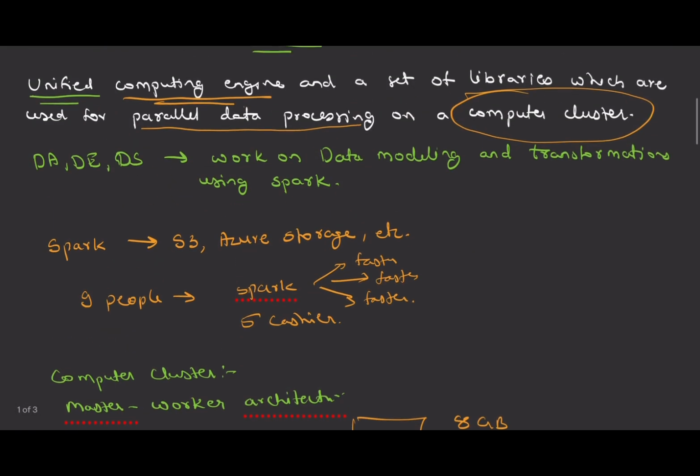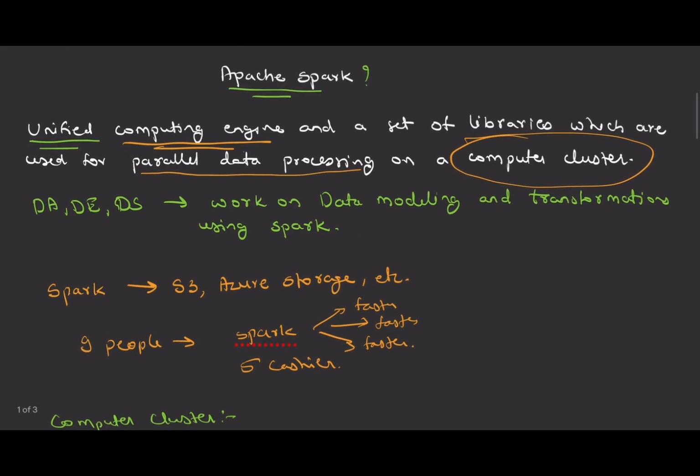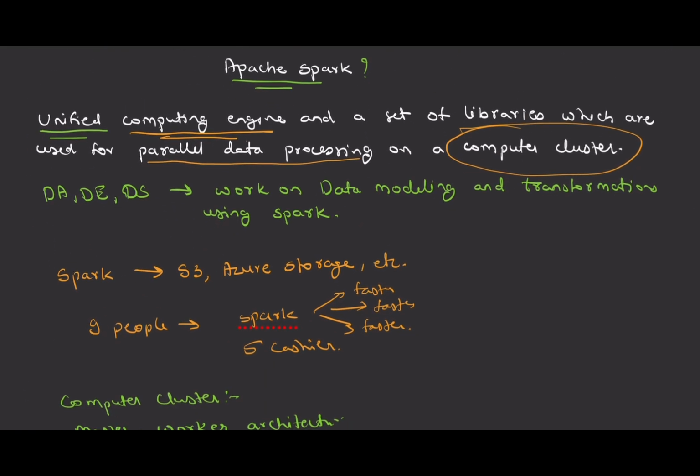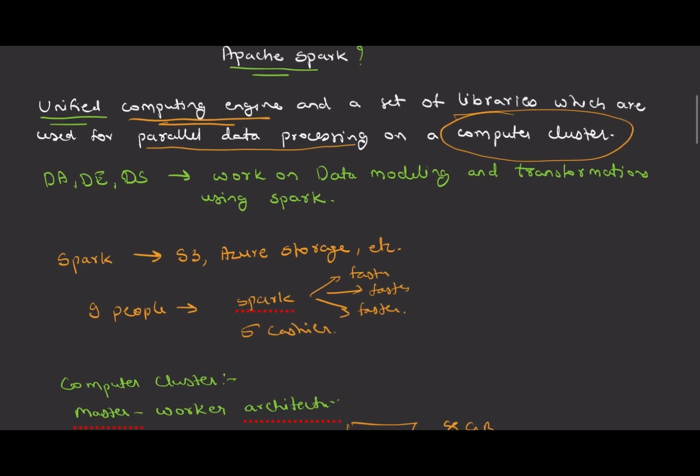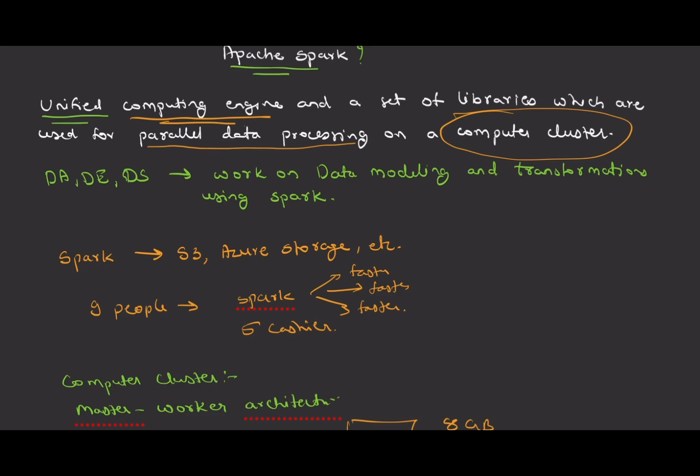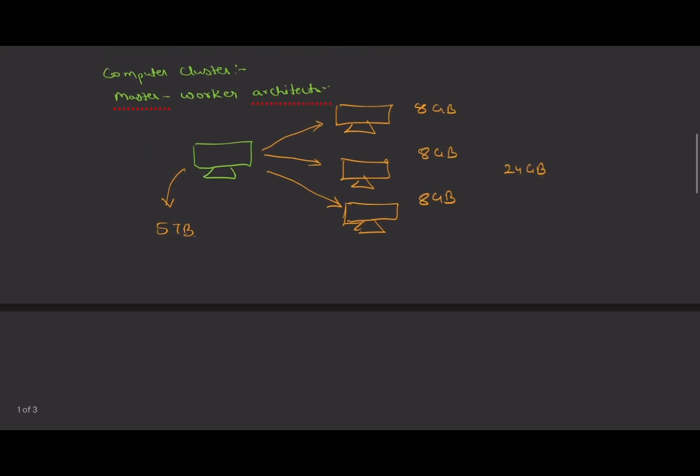So now I hope you are able to understand the definition that Spark is unified. Everybody who is working with data can use Spark. And it is a computing engine, not for storage, which can be used for parallel data processing on a set of computer clusters. Now we have seen what is Apache Spark. Now let's see why Apache Spark.